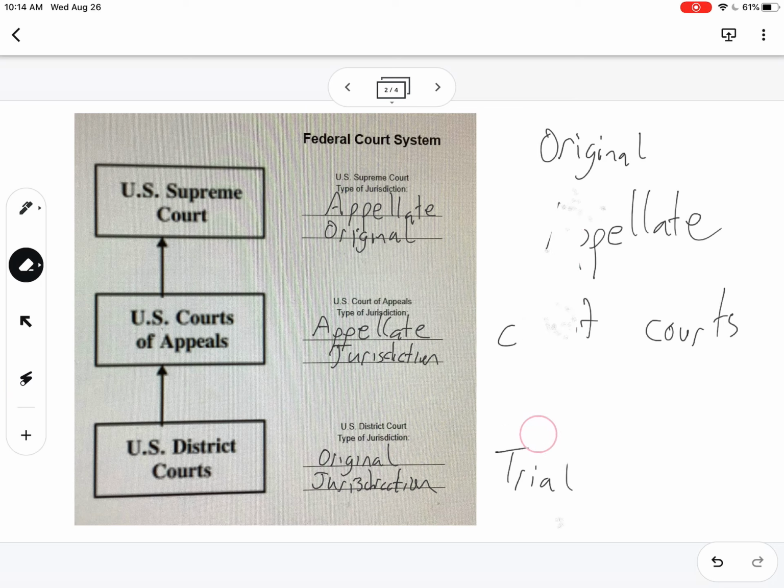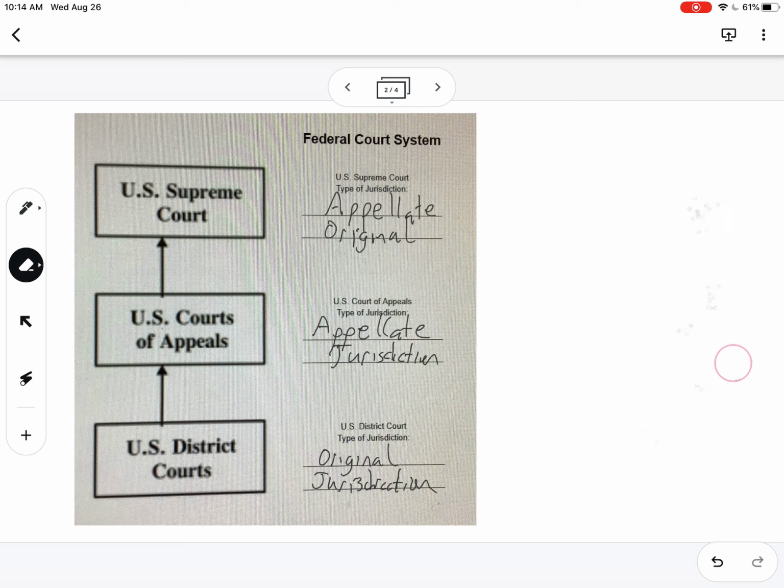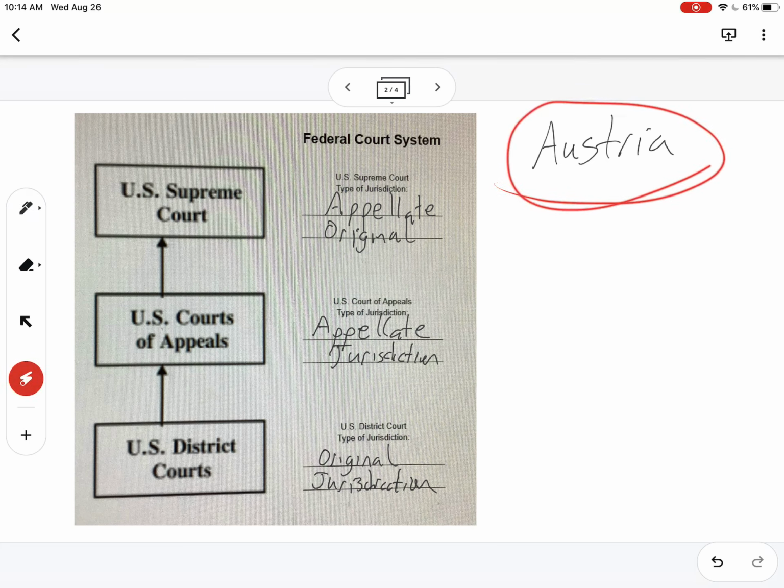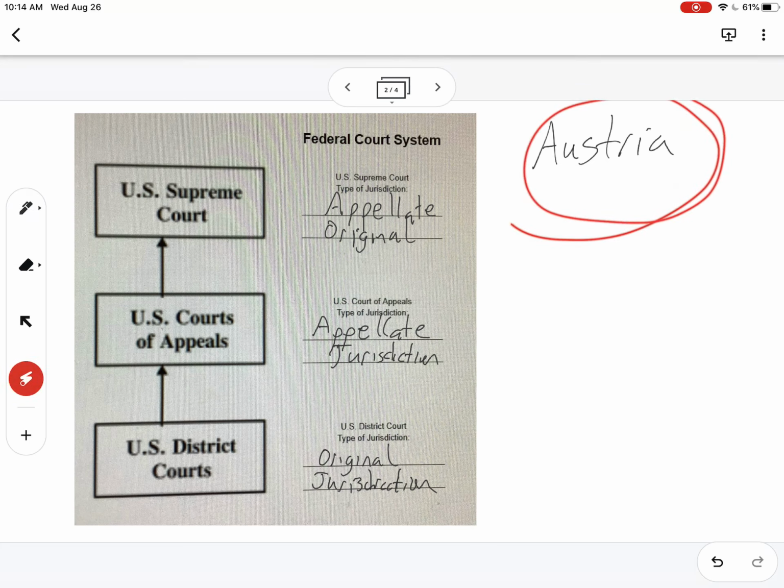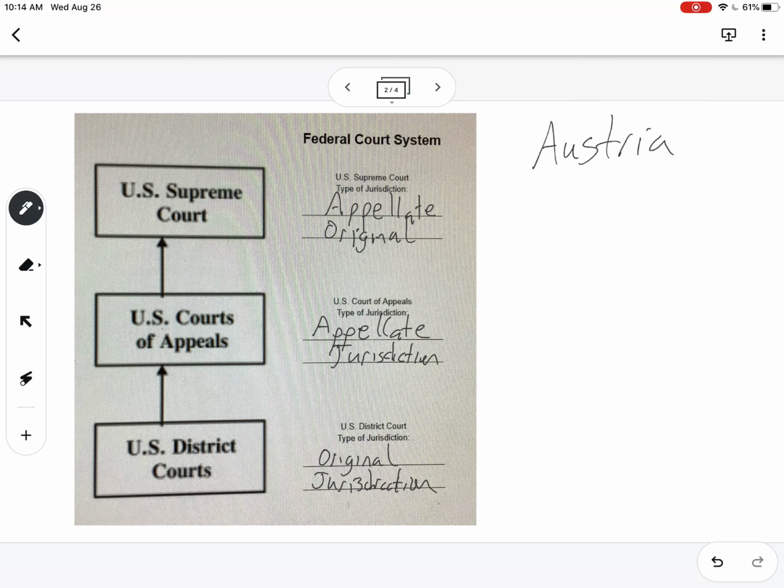Those specific cases usually deal with cases that involve other countries. So, for example, there's a famous case that involved an American Jewish woman and Austria. So basically, Austria was in possession of a painting that belonged to this woman's family back when they lived in Germany.